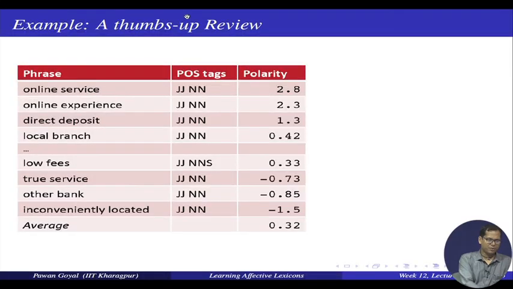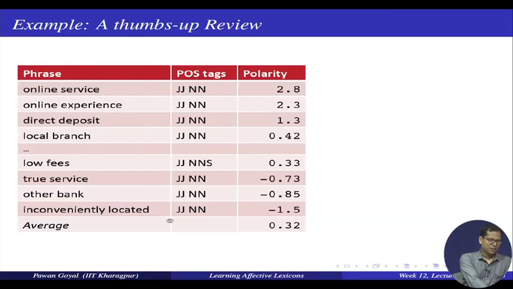So these phrases occur with excellent a lot, and these occur with poor a lot. If you see from the thumbs up reviews, what are the different things that they obtained? They obtained phrases like online service with the part of speech tag JJ NN, polarity 2.8, online experience JJ NN 2.3, direct deposit JJ NN 1.3, and then they found the average polarity score of each phrase that they got, and it was something like 0.32.